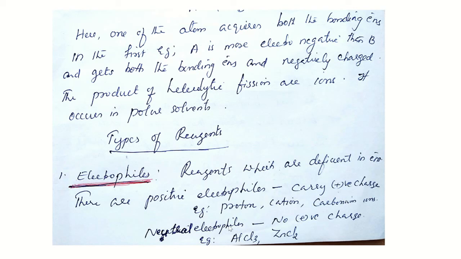And what are neutral electrophiles? Neutral electrophiles are still electrophiles, but they don't have a positive charge. They are just neutral. For example, AlCl3, aluminum trichloride, zinc chloride, etc. are neutral electrophiles. The only difference is they are electrophiles, but they don't have a positive charge like positive electrophiles.